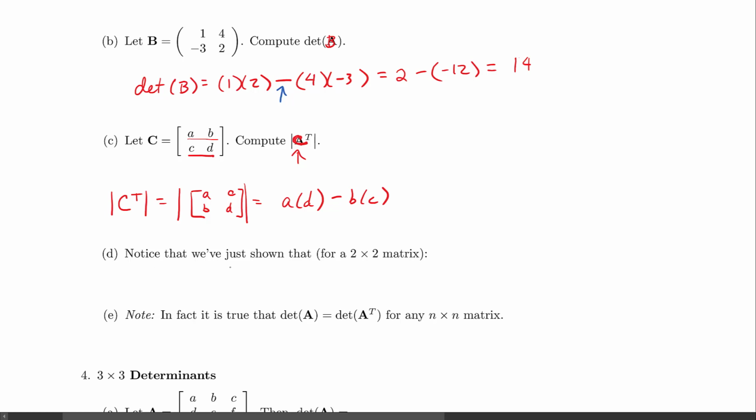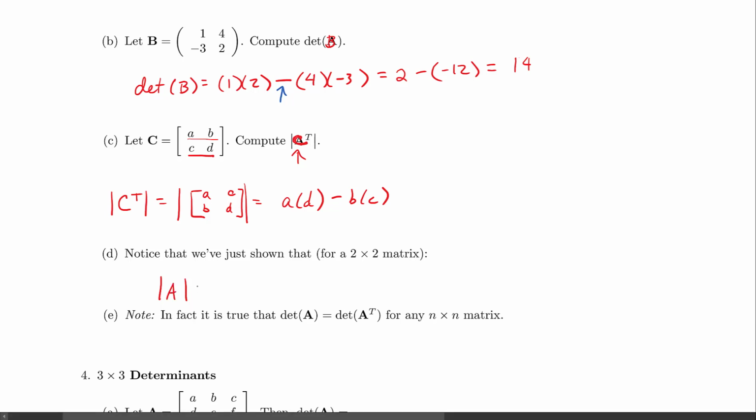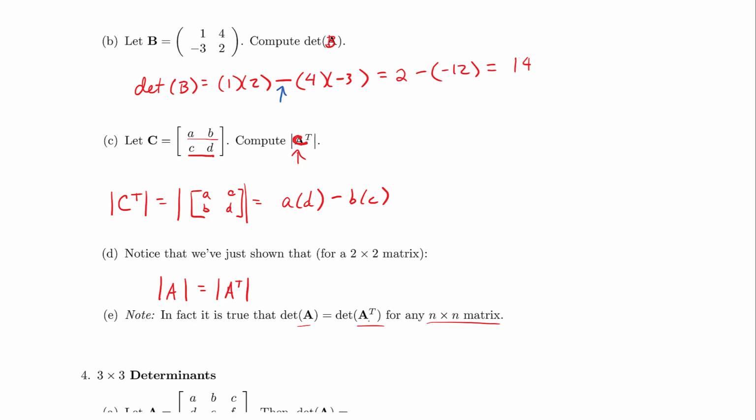So what have we just noticed? We've just shown that for a 2 by 2 matrix, the determinant of a matrix A, let me make that a matrix A here. I don't know why I want to make that an A. It doesn't really matter what you call it. The determinant of matrix A is equal to the determinant of matrix A transpose. And in fact, that's true for any n by n matrix, that the determinant of the matrix will be the same as its transpose. Okay, so we've looked at computing the determinant of a 2 by 2 matrix, and we will pick this up in the next video.